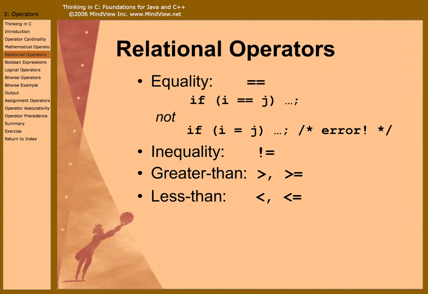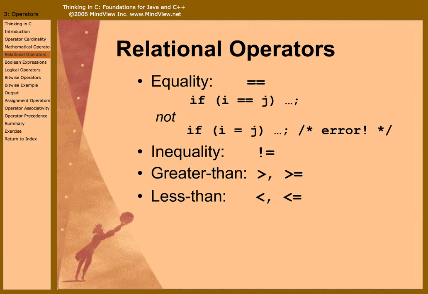But if you're used to using other languages, it's pretty common to just say if i equals j. And that is an error. However, it's a logical error. The compiler is not going to catch that. Because what happens is, in the second example, j will be assigned to i, and then the result of that expression, which will be whatever value was put into i, will be evaluated as a truth value.